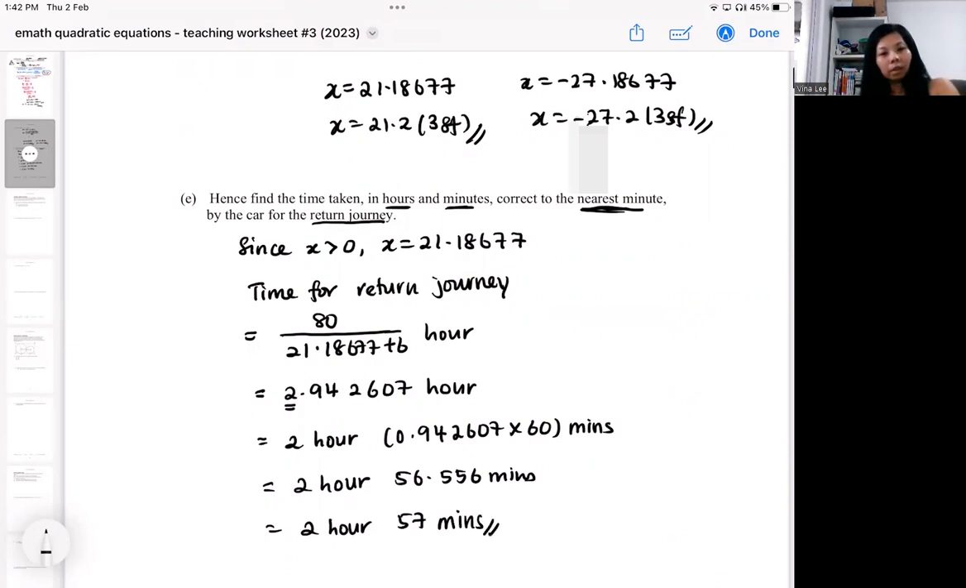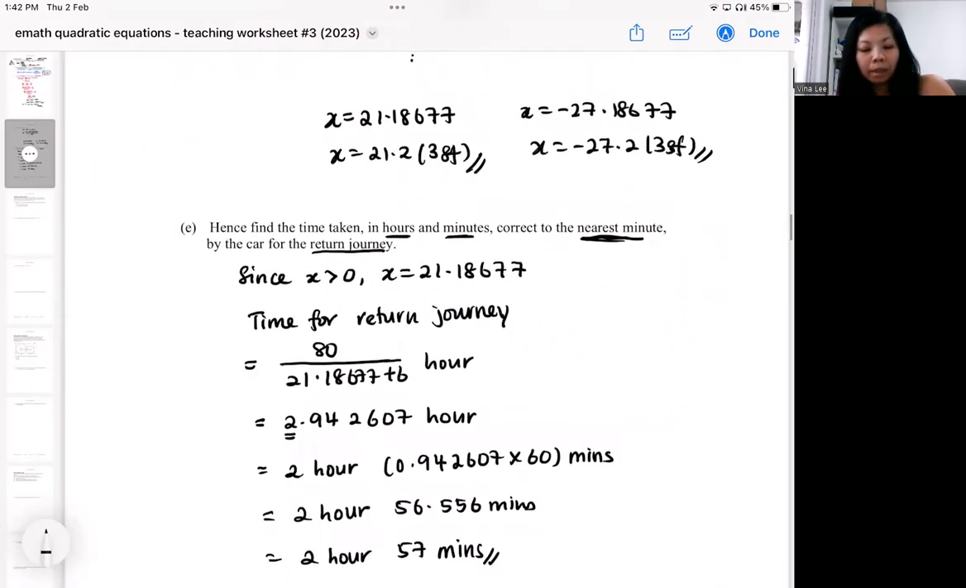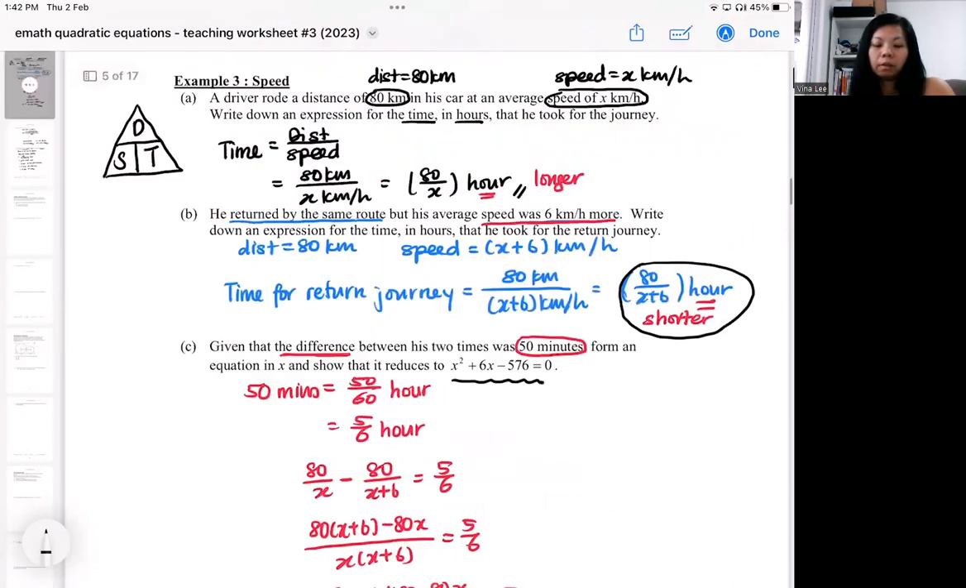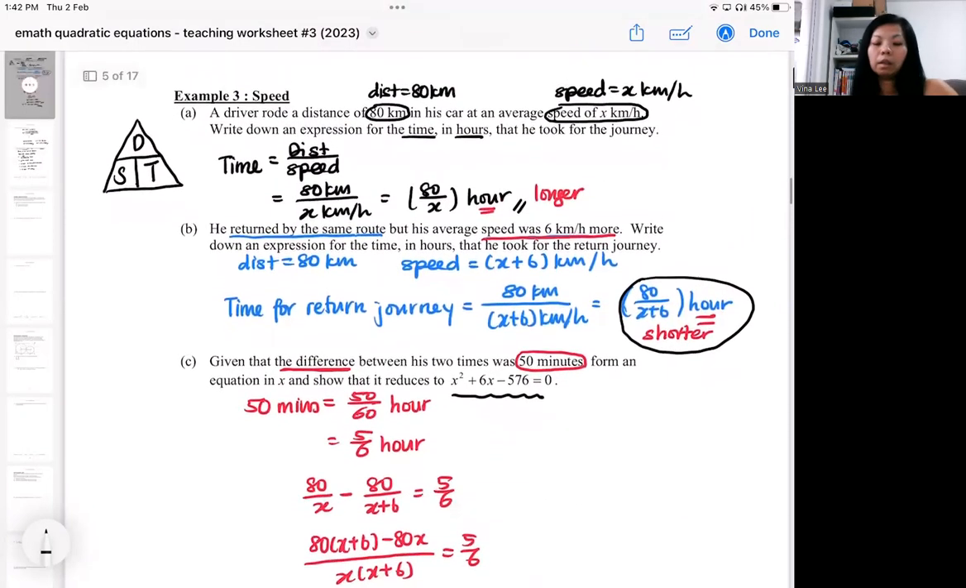So the conversion is the one that some students get stuck on. They don't really know how to convert to hours and minutes after solving for x, after using the x. Okay, so that is a general procedure of how a real-world context in speed looks like.